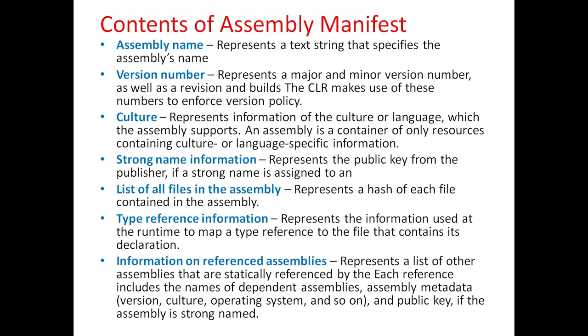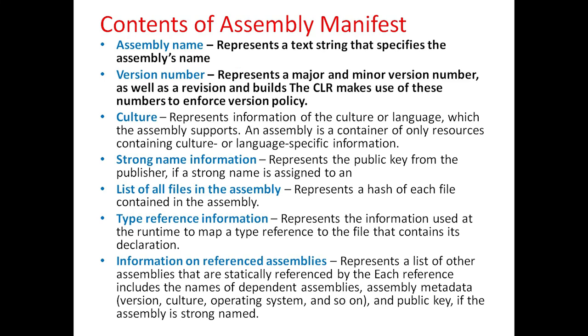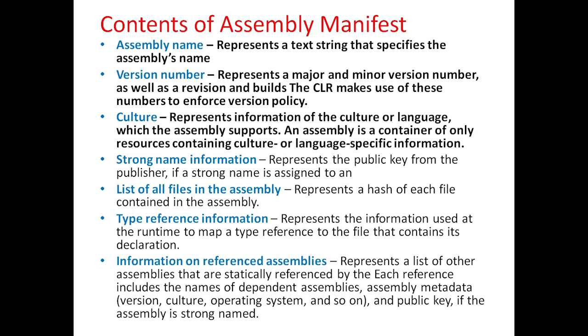Contents of assembly manifest. First is assembly name, which represents a text string that specifies the assembly's name. Version number. It represents a major and minor version number as well as the revision and build. The CLR makes use of these numbers to enforce the version policy. Culture. It represents the information of the culture or language which the assembly supports. An assembly can be a container of only resources containing culture or language specific information.